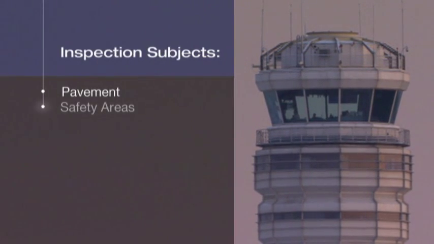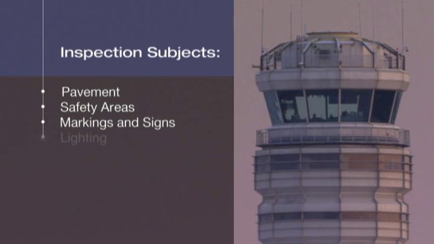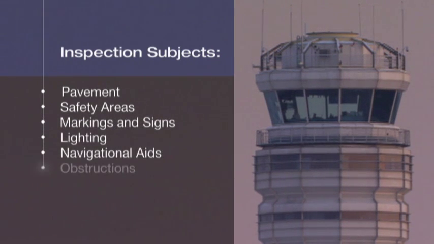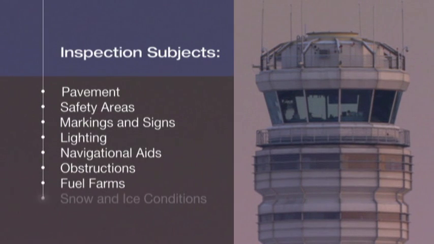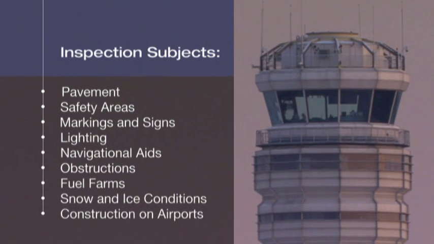9 subject areas have been identified and are covered as part of this daily airport inspection videotape. The subjects are pavement, safety areas, markings and signs, lighting, navigational aids, obstructions, fuel farms, snow and ice conditions, and construction on airports.